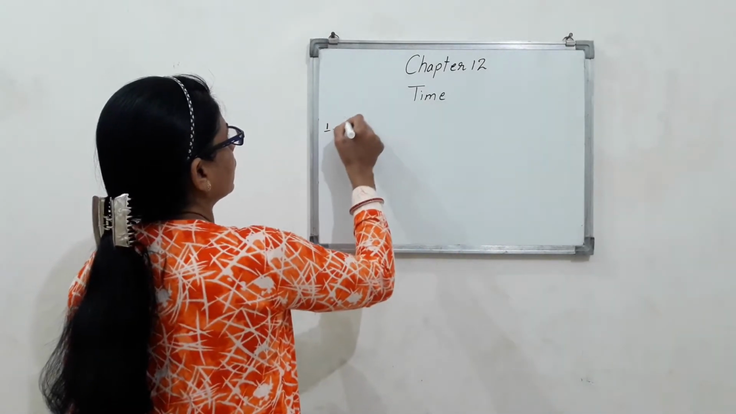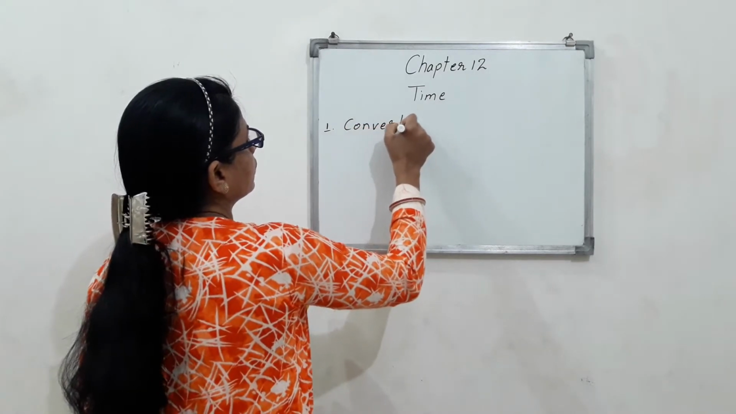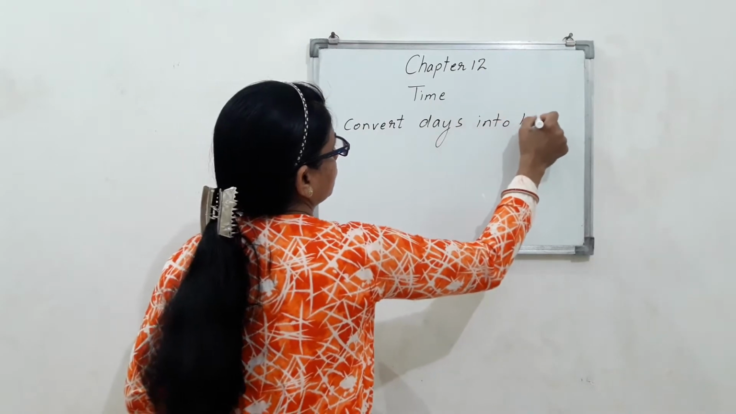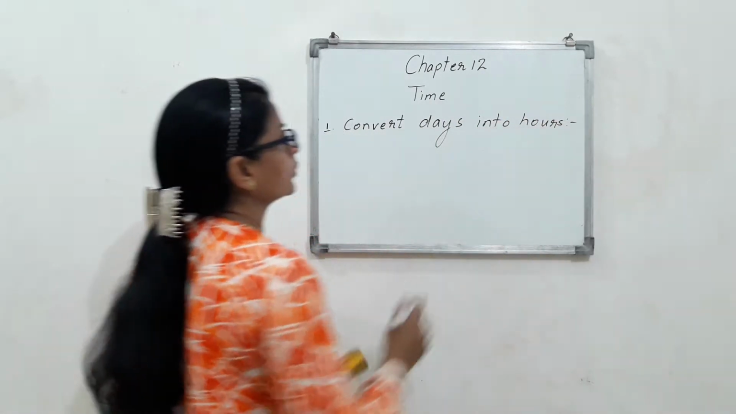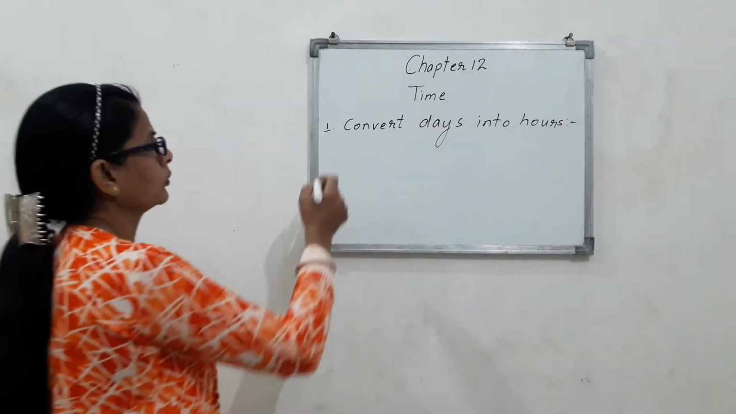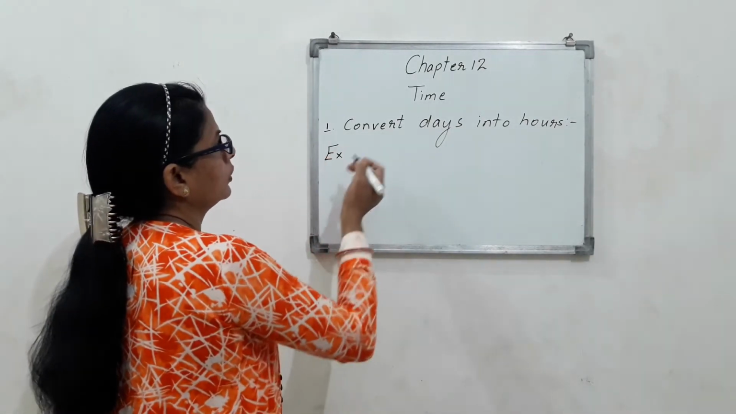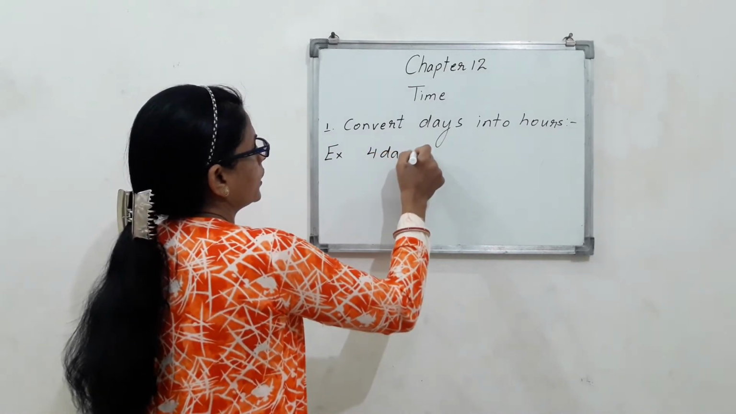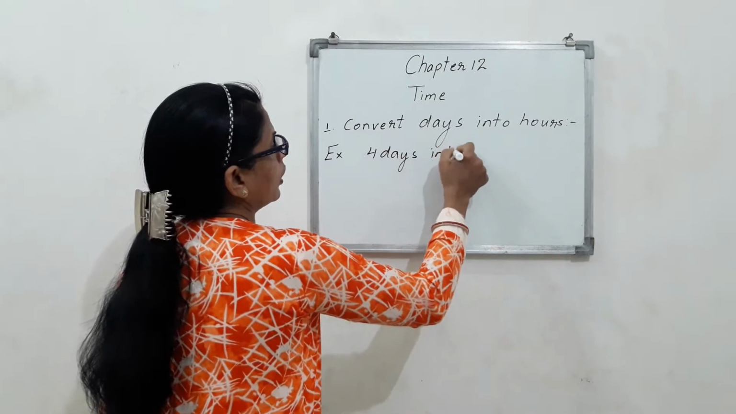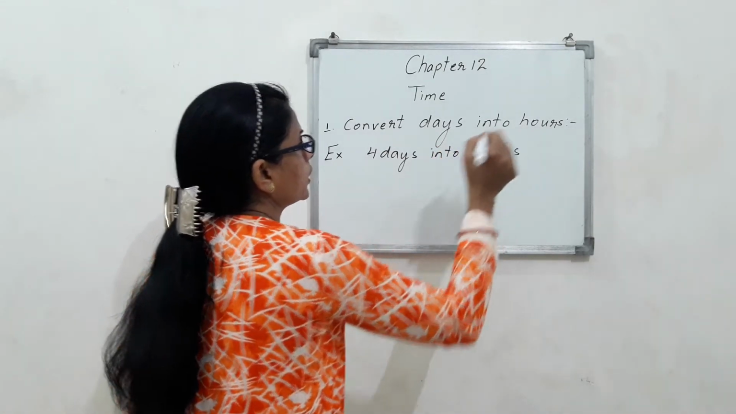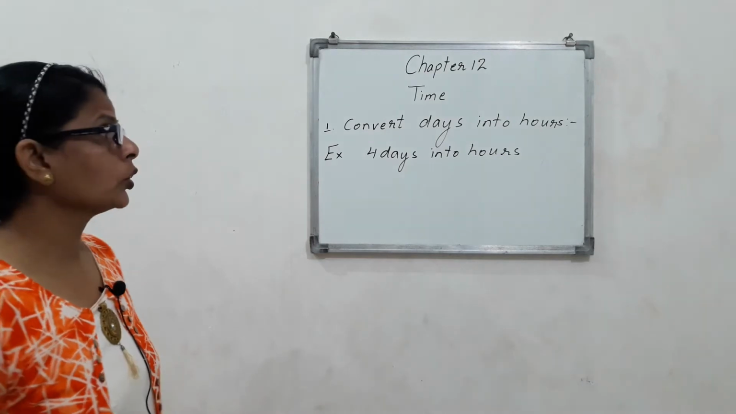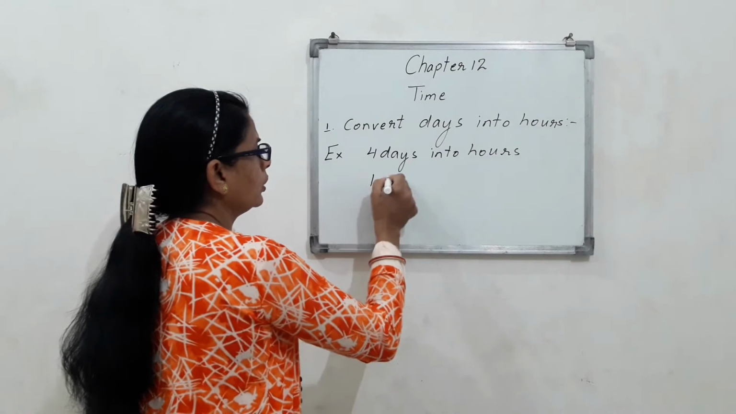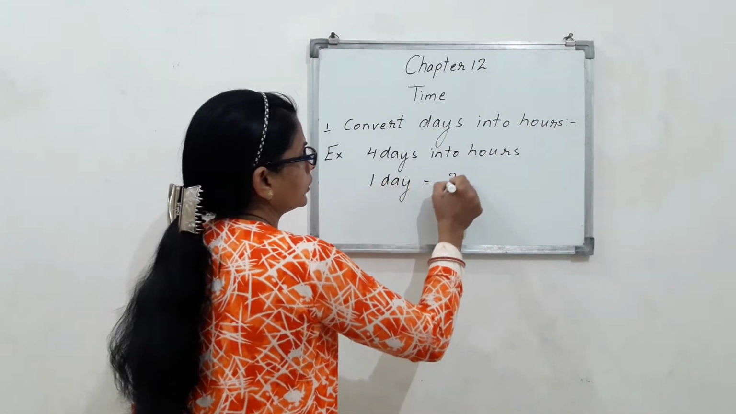First topic, convert days into hours. For example, the question is 4 days. 4 days into hours. You have to convert 4 days into hours, right? So all of you know in one day how many hours are there? In one day there are 24 hours, right?